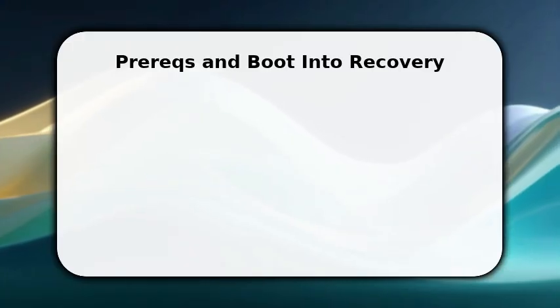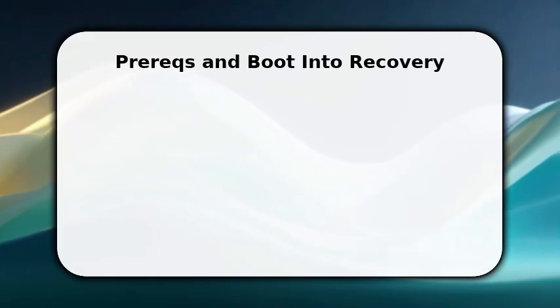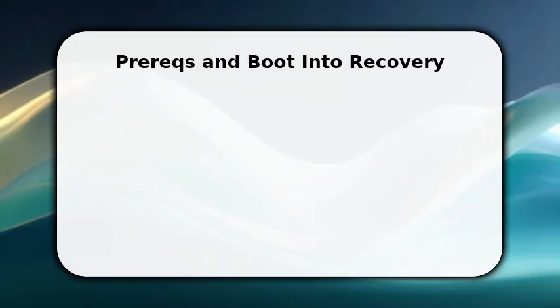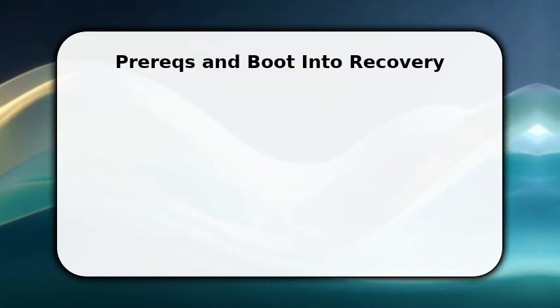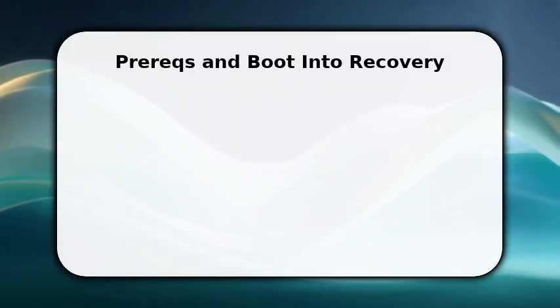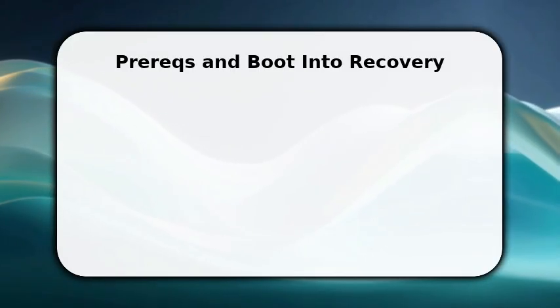You start by confirming prerequisites. Charge the device above 50%, use the original cable, and have a PC ready. This prevents mid-process failures. Next, enable USB debugging and OEM unlock in developer options when the system is accessible.